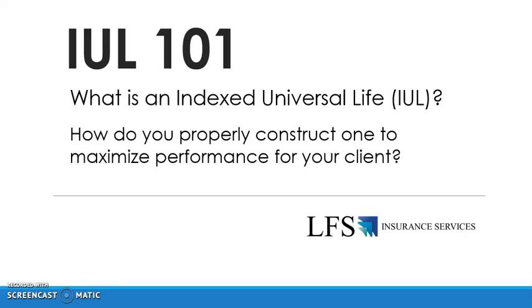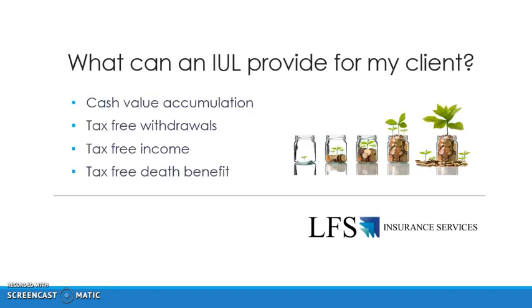In this video, we're going to talk about what an Index Universal Life Insurance Plan is, how to identify an IUL client, and how to build a plan to meet that client's needs. The main objective of an IUL is to grow cash value. That's what these plans are designed to do. And once that cash value starts growing, it's really up to your client to decide how they may want to use it. Obviously, this is a life insurance plan, and so there's also a tax-free death benefit involved here as well.